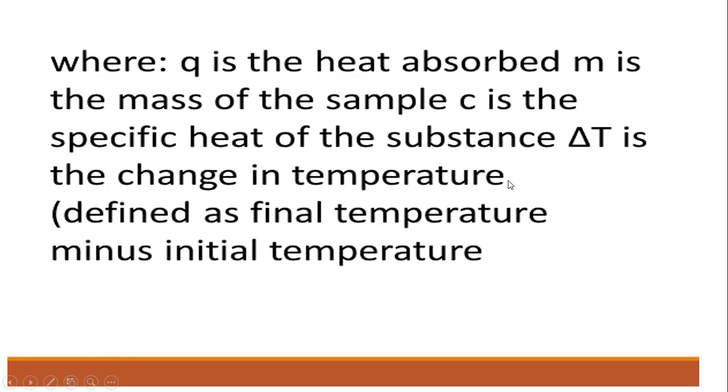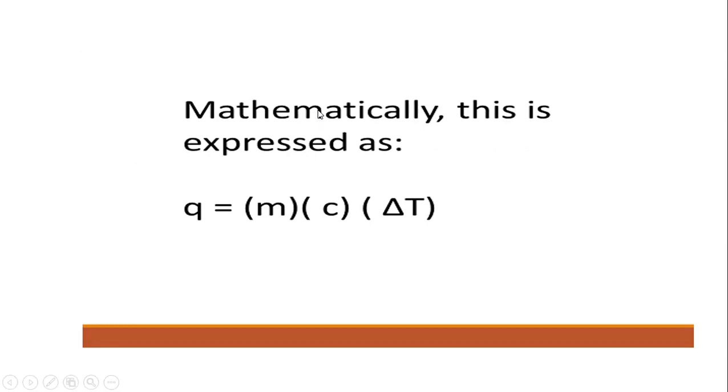where Q is the heat absorbed, m is the mass of the sample, C is the specific heat of the substance, and delta T is the change in temperature, defined as the final temperature minus the initial temperature. Again, if we try to go back, Q is equal to m times c times delta T.